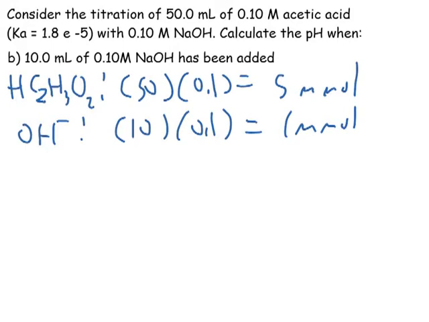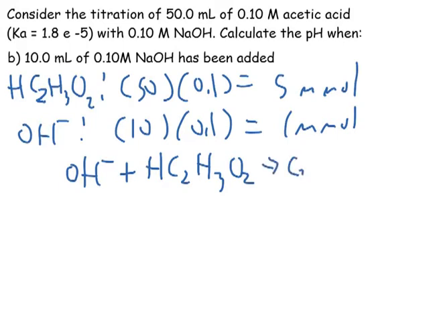And in a previous video, I stated that hydroxide ions will react with weak acids to form more conjugate base and some water. So in this case, the hydroxide is going to react with the acetic acid to form acetate ion and water. Okay, so now we have our initial, and here's our final.